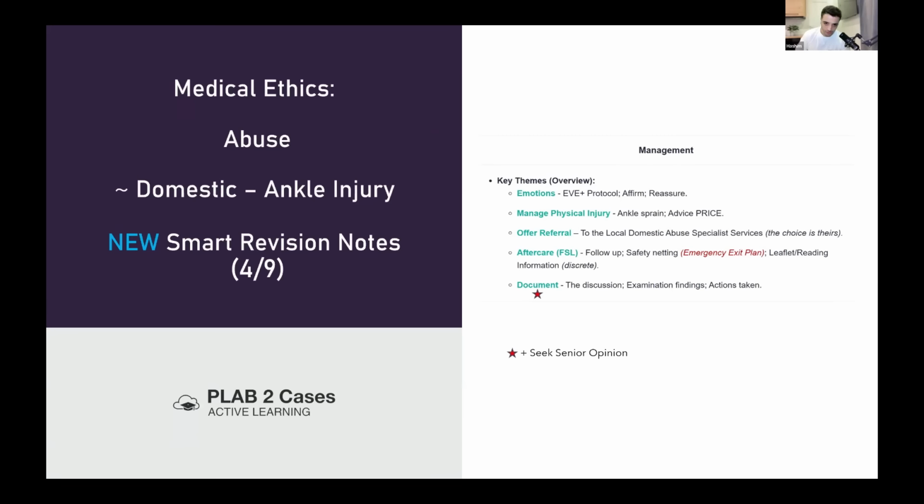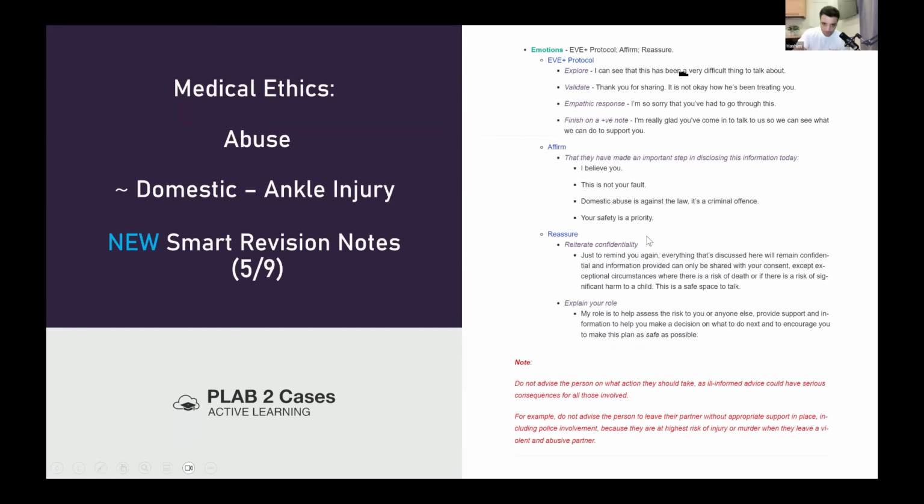You addressed the emotions very well. Things like, this is not your fault. I believe you. What he did is wrong. Because sometimes people can blame themselves, and the abuser will often victim blame, right? So you need to emphasize those things, particularly if you get the sense that he is vulnerable. And then I would reiterate confidentiality and explain your role, which is primarily safety and support.